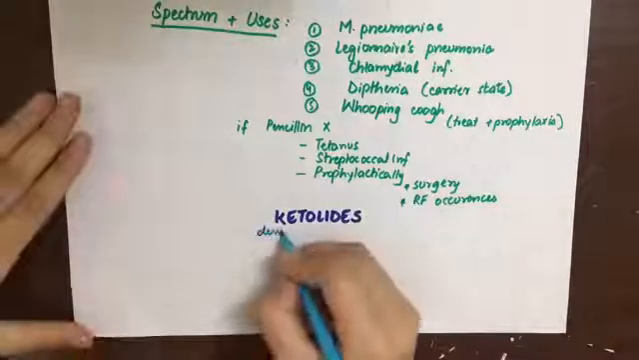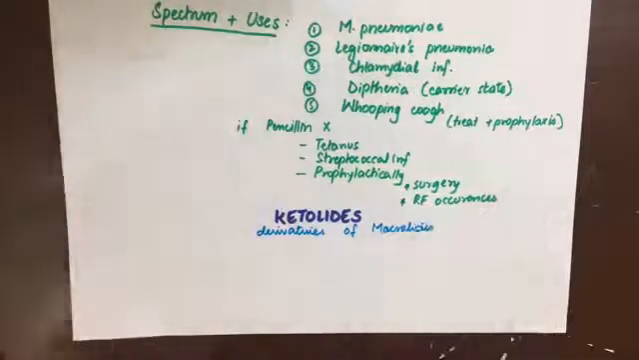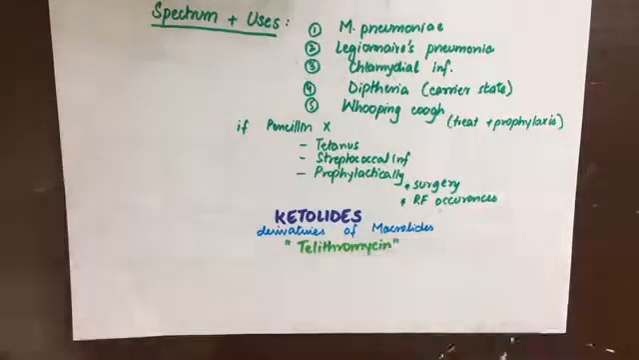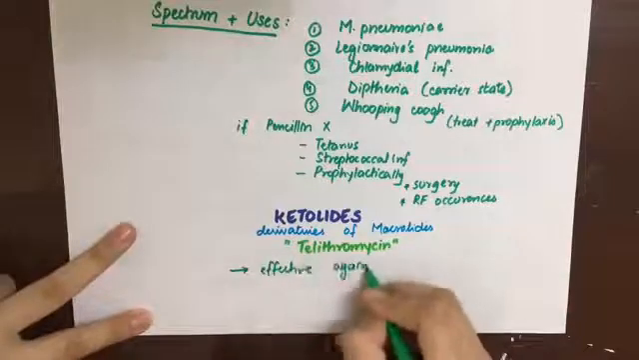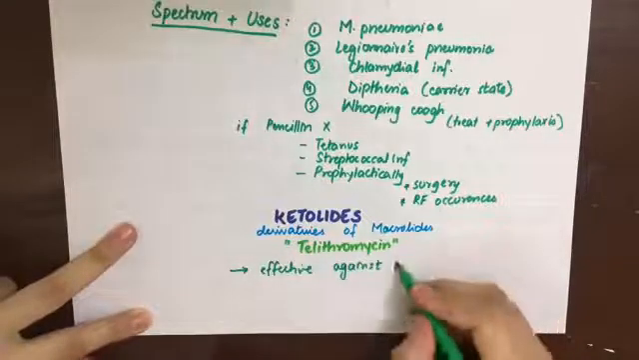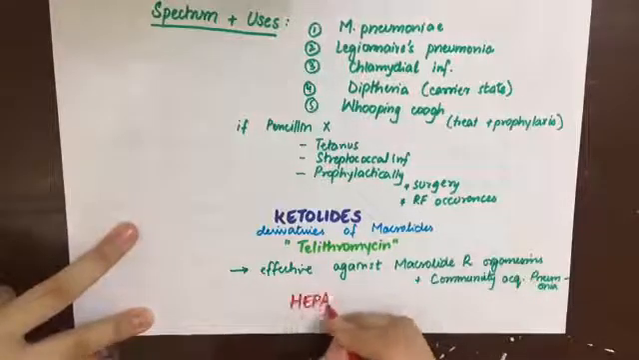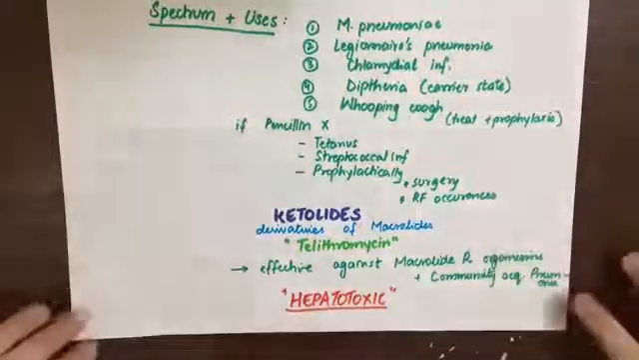Lastly, we have ketolides that are derivatives of macrolides, that is erythromycin, and the drug that we'll discuss is telithromycin. Now, one thing that you need to remember is that it will be effective against those organisms which are resistant to macrolides and also for community acquired pneumonia. A limiting side effect of ketolides is their hepatotoxicity. That's all about macrolides.